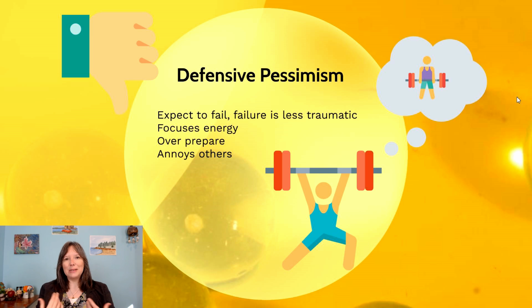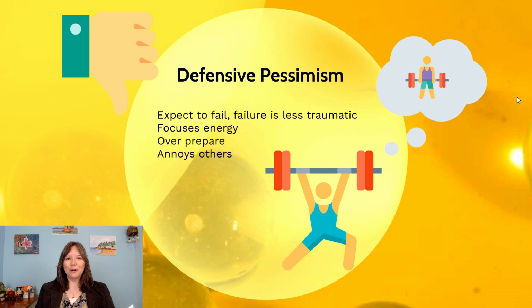This is the idea you expect to fail. So even if you're really competent in something, even if you're really strong, you imagine that you're going to fail. And you constantly get yourself worked up, you imagine the absolute worst. This can be adaptive in some avenues. In fact, it allows people to focus their energy. They over-prepare for situations. If you think you're going to fail a math test, you might over-prepare for the math test and then you actually do better.